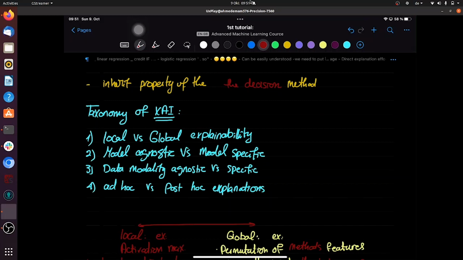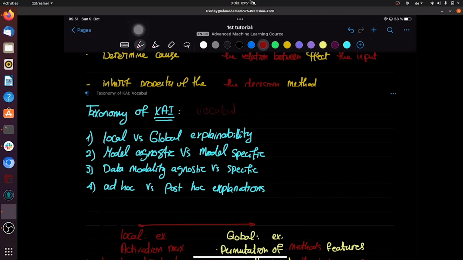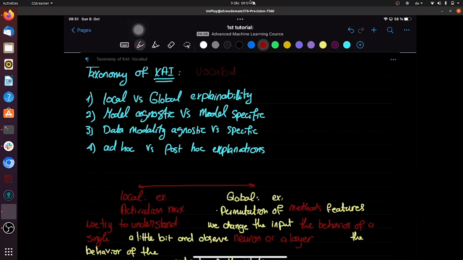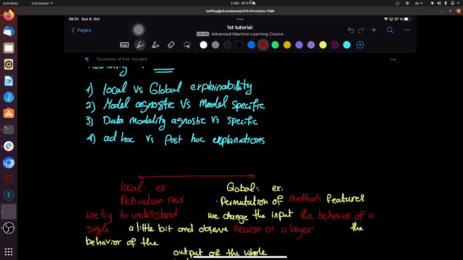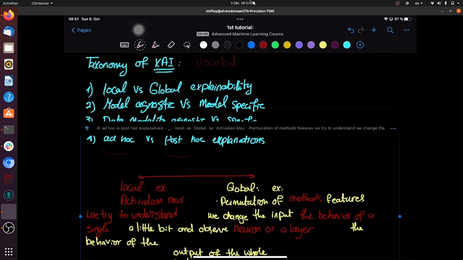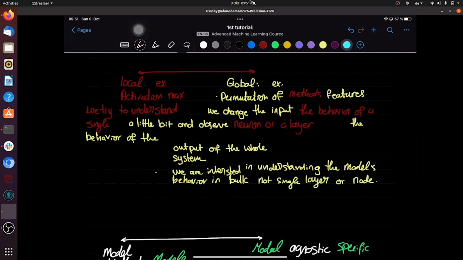So here we are going to talk about some vocabulary, which you can see in most interpretable machine learning books. You're going to see a lot of local versus global explainability, and a lot of model-agnostic or model-specific. If you read a paper about explainability, you're going to see this vocabulary a lot. So in this first tutorial, I'm going to try to help you understand the meaning behind these. Also ad hoc and post hoc, which are very popular to see. Let's dive deep into these.